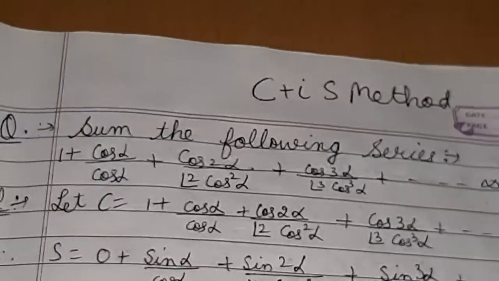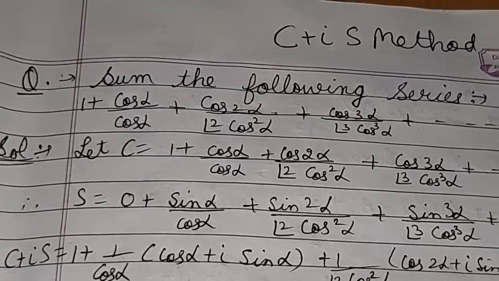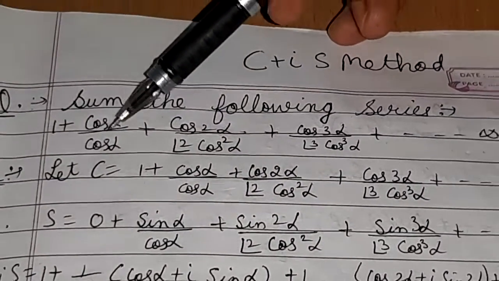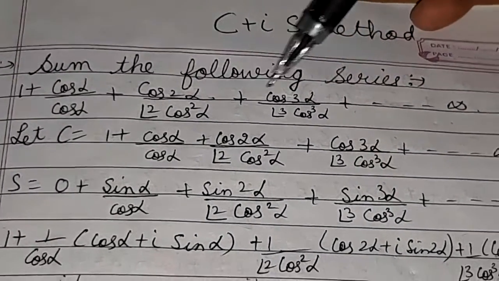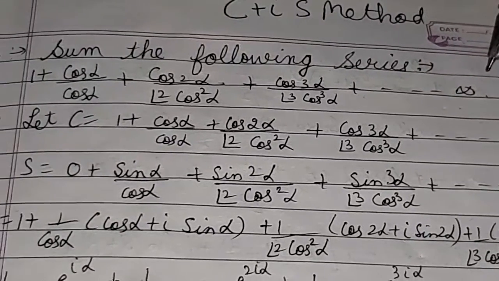Next is the C plus iota S method. C stands for cos series and S stands for sine series. The question is: sum the following series 1 plus cos alpha over cos alpha plus cos 2 alpha over 2 factorial cos square alpha plus cos 3 alpha over 3 factorial cos cube alpha plus so on till infinity.